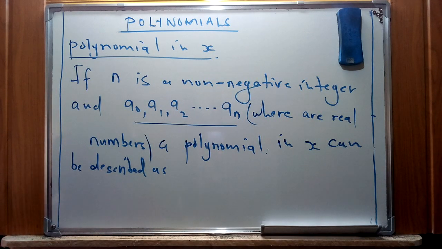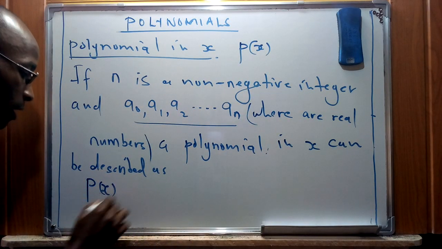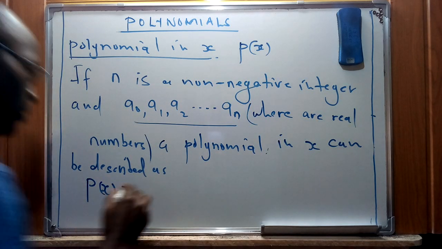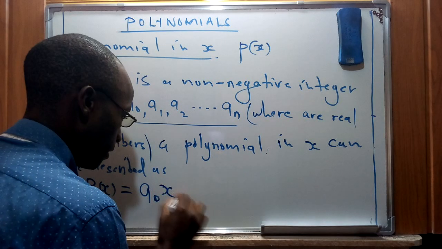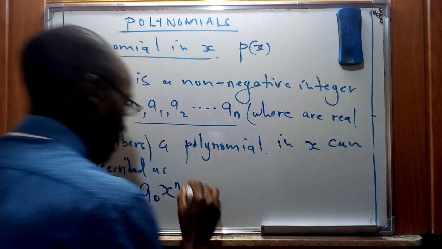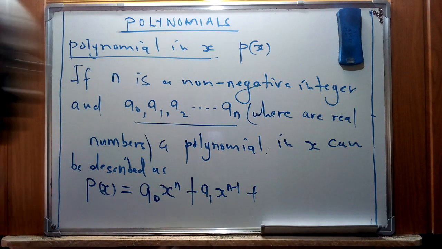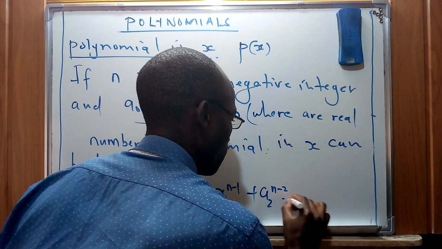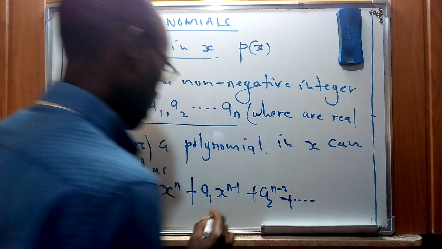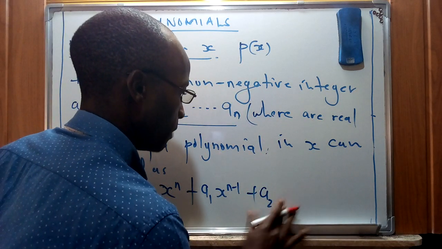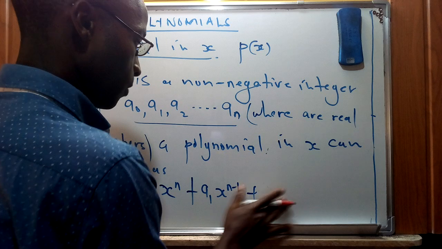We can represent a polynomial in x using this specific term, which is a sum of these finite terms, whereby we have a0 x^n plus a1 x^(n-1) plus a2 x^(n-2), and then this is going to go on until we reach a point whereby there's a factor of x here in this particular term, so this is a x^(n-3). Just because of space I'm going to eliminate that.